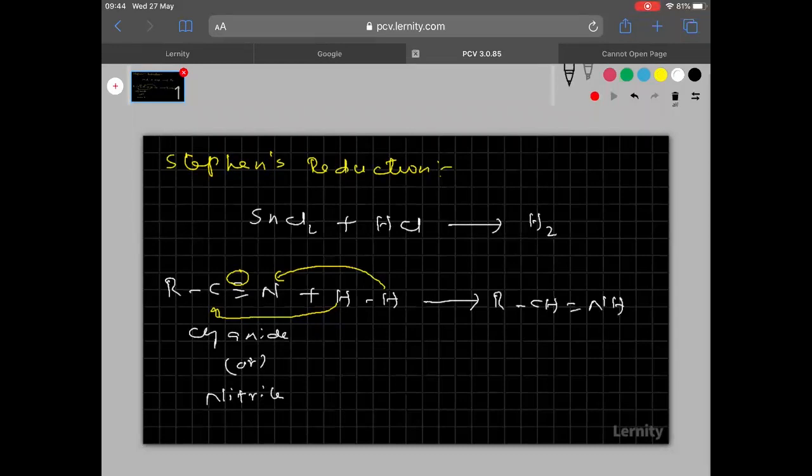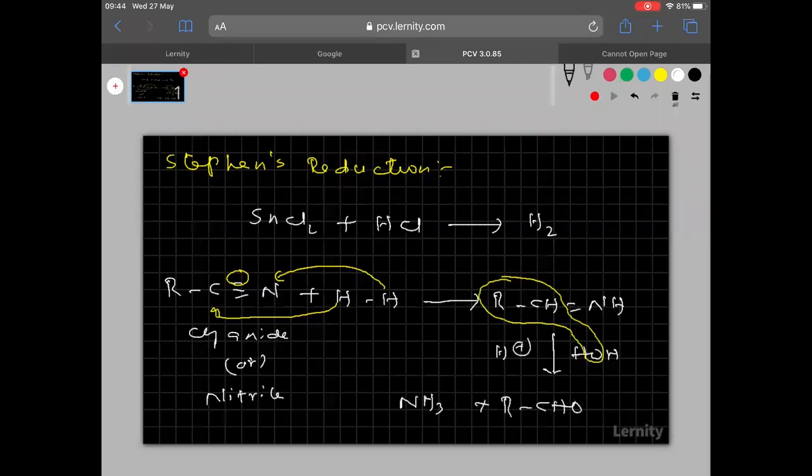Now, when this undergoes acidic hydrolysis, the RCH combines with the oxygen of water. Then RCHO, aldehyde, is formed. And what is the byproduct formed here? Ammonia. Is it clear? Aldehyde as well as ammonia is formed. So please copy quickly.